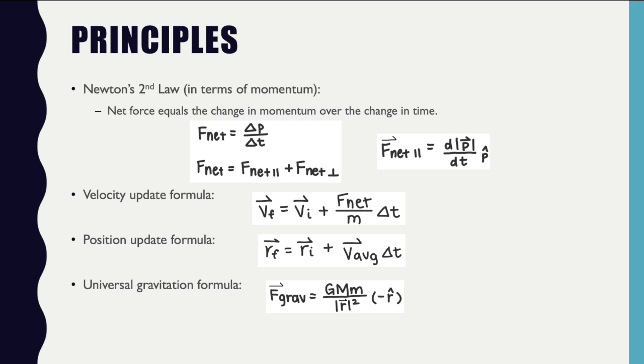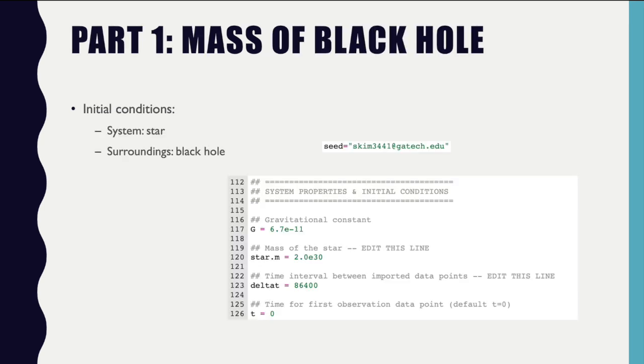The fundamental principles for this lab include Newton's second law in terms of momentum. Net force equals the change in momentum over the change in time. F net can further be broken down into the sum of its parallel and perpendicular components. F net parallel can be calculated by d magnitude of p over dt times p hat. Newton's second law can also be derived into the velocity update and position update formulas as shown. Another key formula needed is universal gravitation, which is G big M little m over r squared times negative r hat.